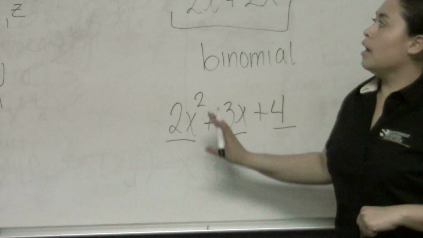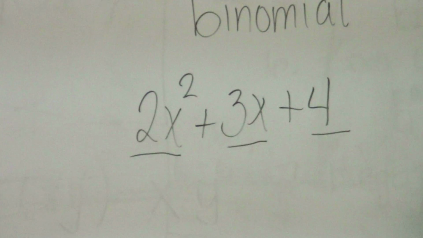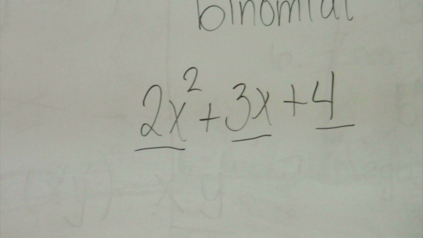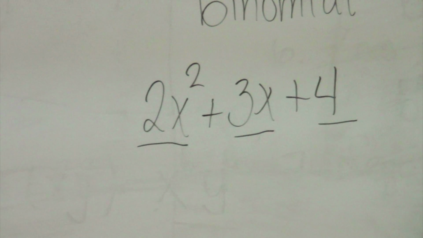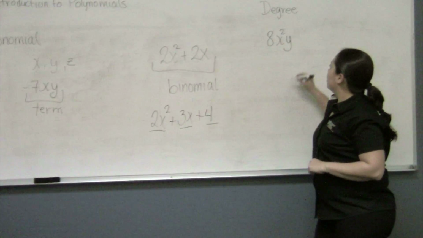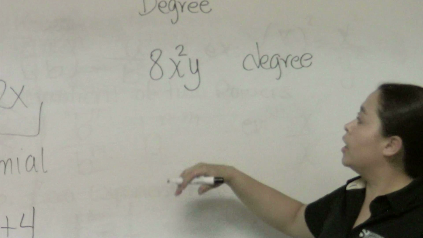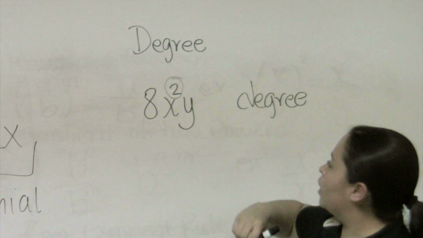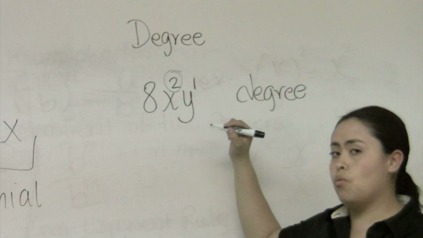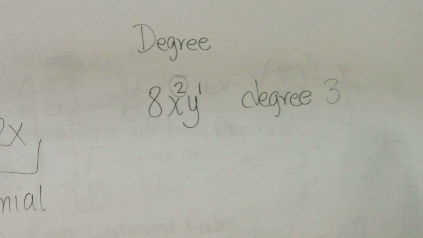Okay, when we're talking about polynomials, you will find on the test that I will ask you for the degree of the polynomial. How do we determine the degree? Well, first of all, let's say you have 8x squared y. The degree of this monomial will be 3. Why 3? Well, we have an exponent here that is a 2, and then we have an exponent that is an invisible 1. Okay, we add those two, and we get the 3.